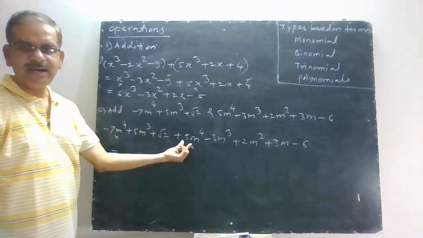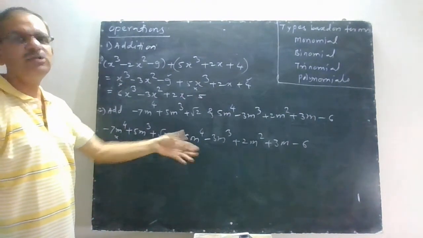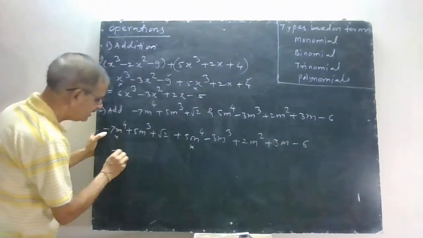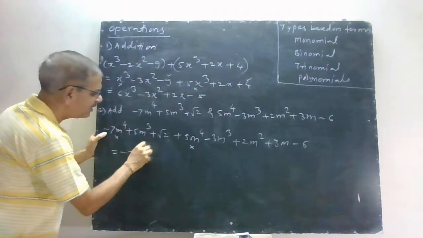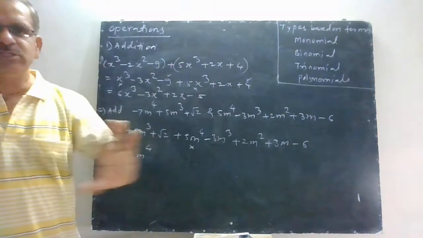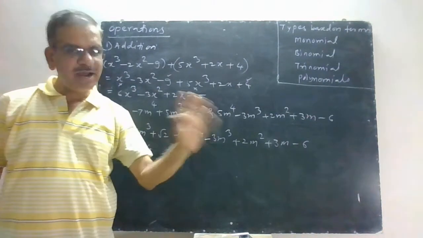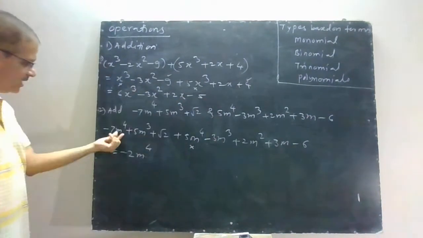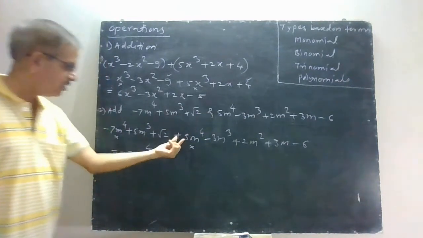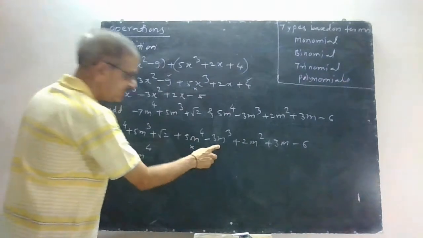You should know how to add two numbers, whether with a negative sign or a positive sign. Minus 7 plus 5, that is minus 2. You have to write m raised to 4. Just as we do 2 mangoes plus 3 mangoes is equal to 5 mangoes. Mango is as it is, only you add 2 and 3. So in the same way, here it is m raised to 4, here it is m raised to 4, only add the coefficients.